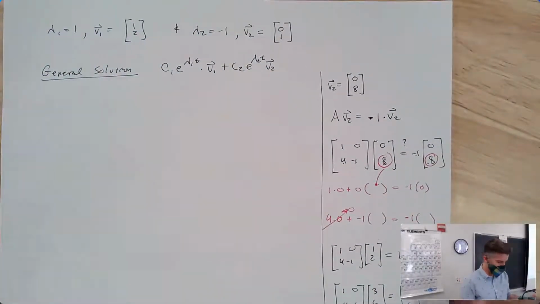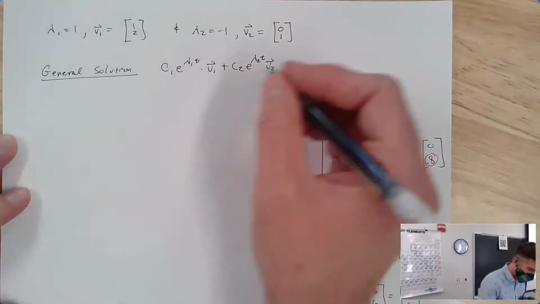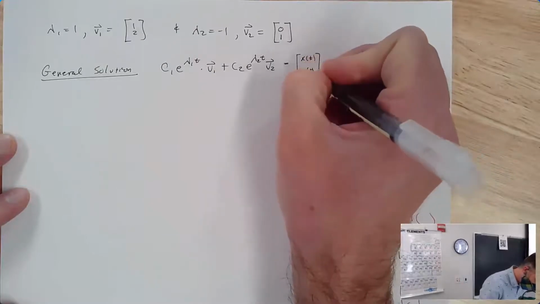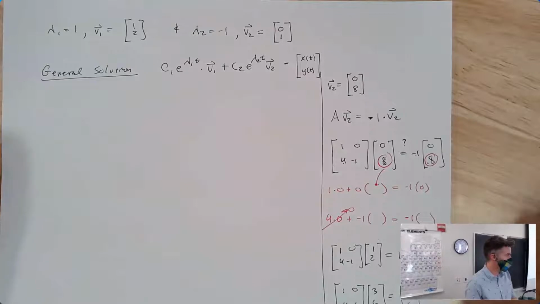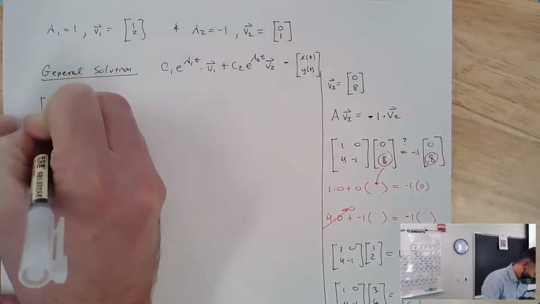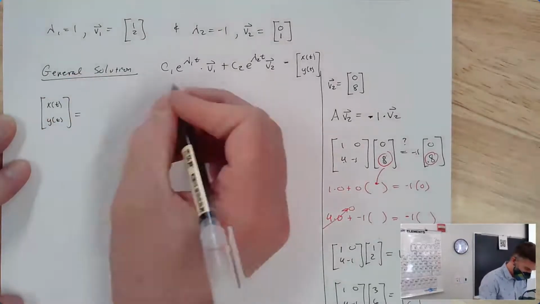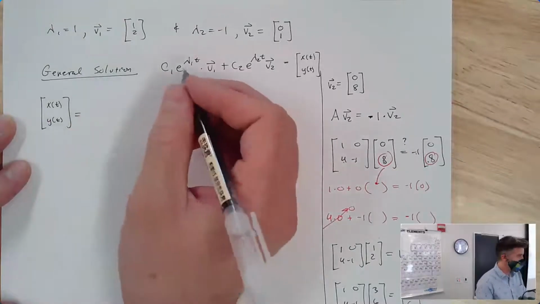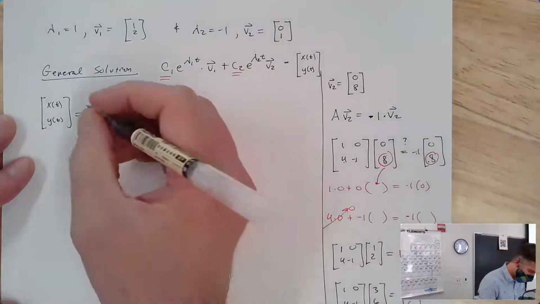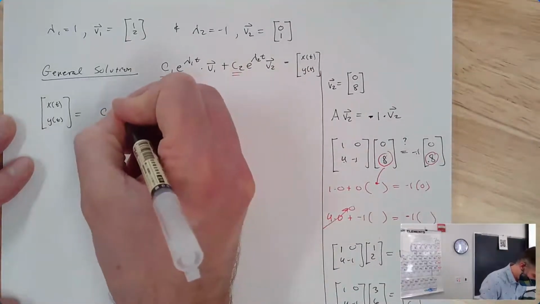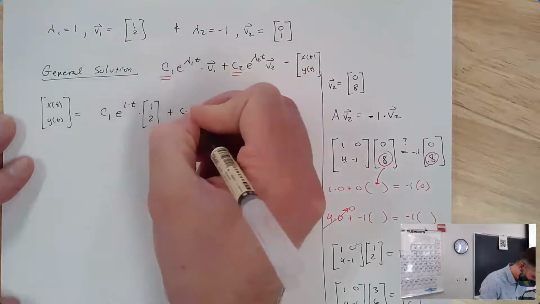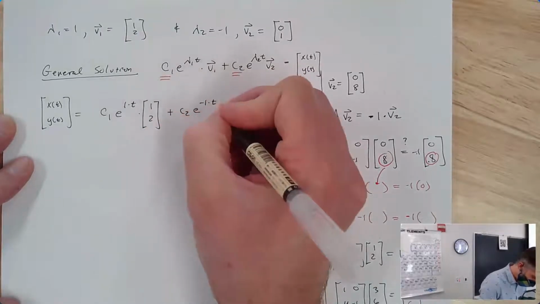And then we're just going to write all the things. I should be a little more specific. That's what x of t, y of t is equal to. That's our general solution. We don't know C1 and C2, right? Those are the things that make it general. When we solve for those, that's when it's particular. So it's going to be C1 e to the 1 times t times the first eigenvector plus C2 e to the -1 times t times the second eigenvector.